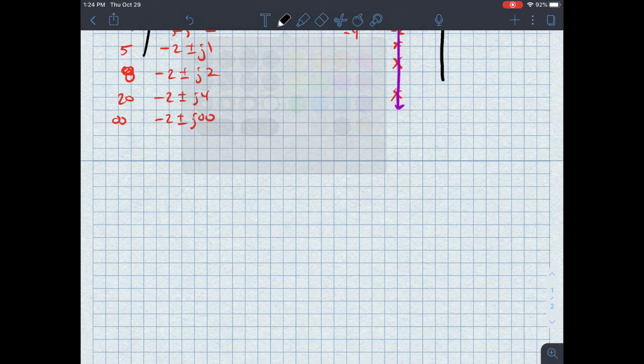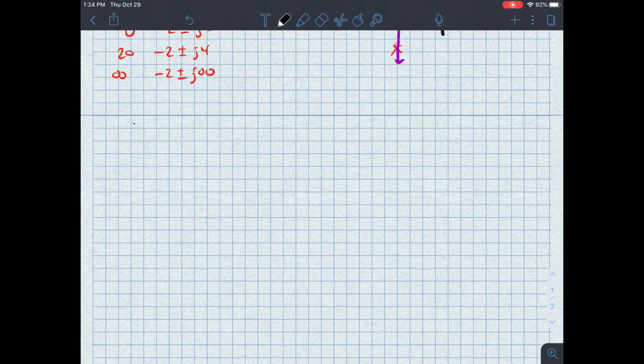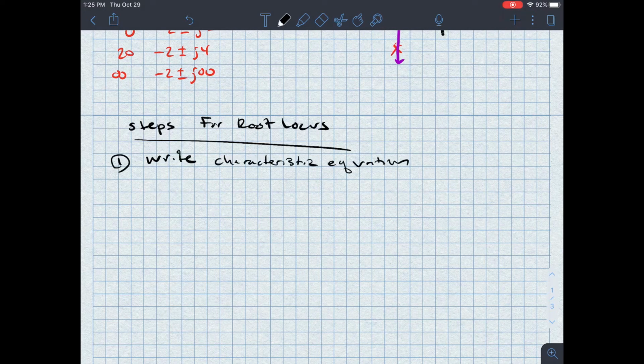So all of that is great, but what I really want to know is how can I create my own root locus? So there are a bunch of steps. Let's look at the first step. The first step is to write the characteristic equation. Right, so the characteristic equation 1 plus K G H equals 0. We can sort of pull K out. This really looks like 1 plus K times the product of S plus all the zeros over the product of S plus the poles.